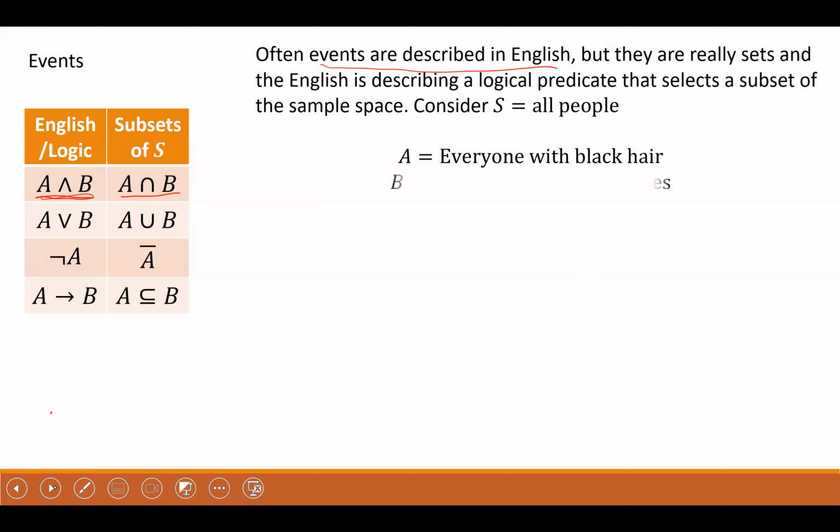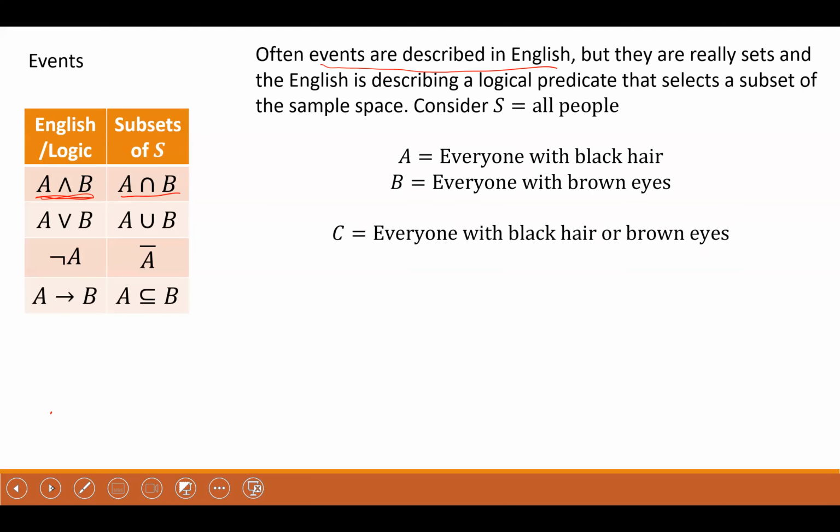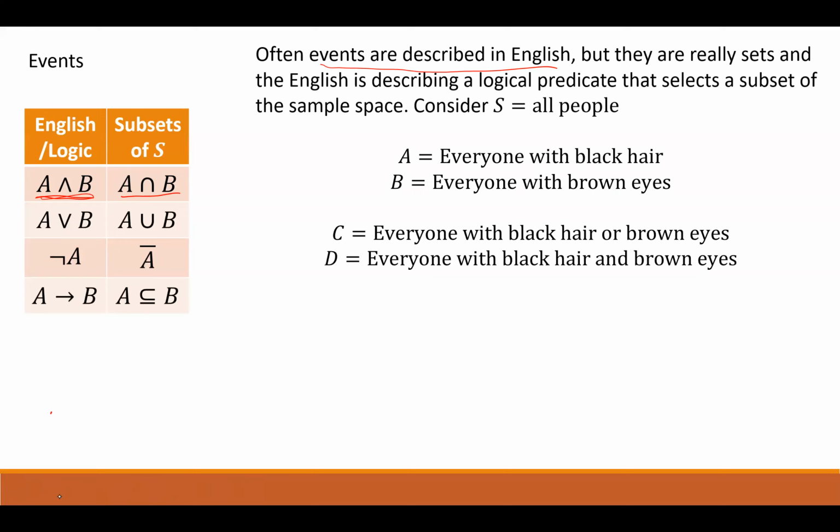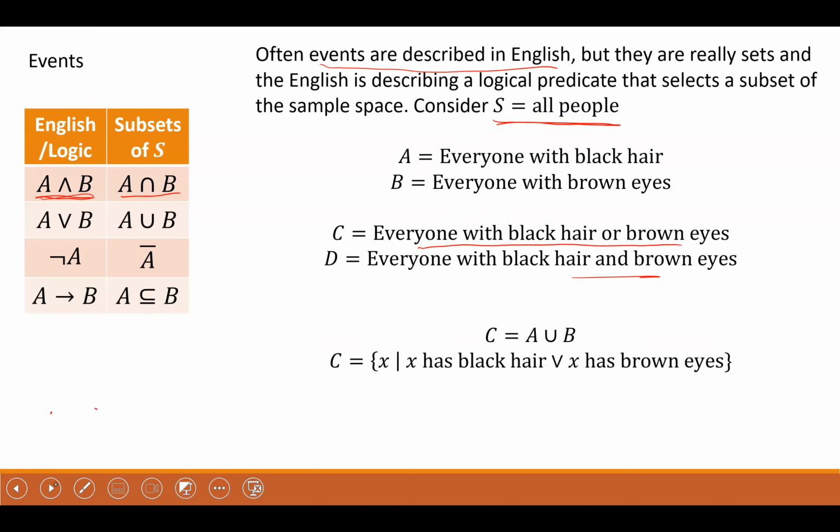Okay, so we describe events in English, and we can describe events as sets, but we can also describe sets using logical predicates. So let's say I have these 4 sets. A is everyone with black hair, and my sample space is all people, or this would be my universe, I guess, in this sense. B is everyone with brown eyes, C is everyone with black hair or brown eyes, and D is everyone with black hair and brown eyes. So these are all sets, and I can express them as such.